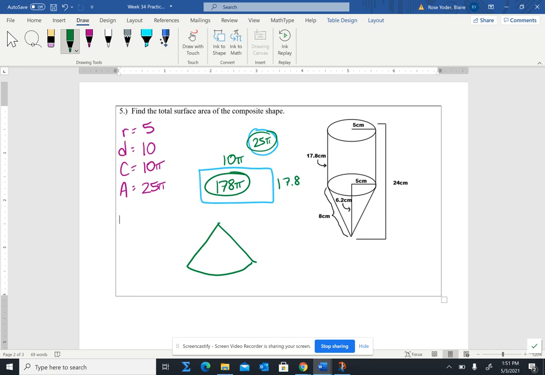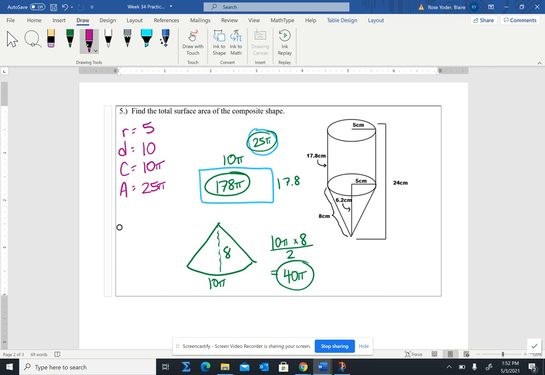And then finally for the cone, which height do we use? The straight up and down height or the slant height? We use the slant height. So we're going to use the 8. We're not even going to use the 6.2 at all. And then we use the circumference also for the base of this triangular shape, 10 pi. And then don't forget, because it's triangular, that we have to divide by 2. So 10 times 8 divided by 2 is 40. So this area is 40 pi.